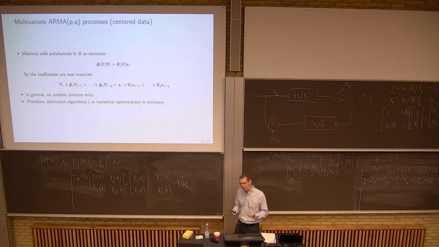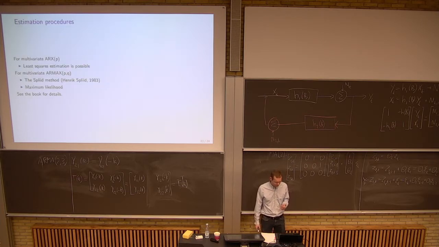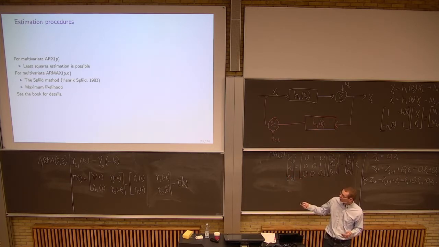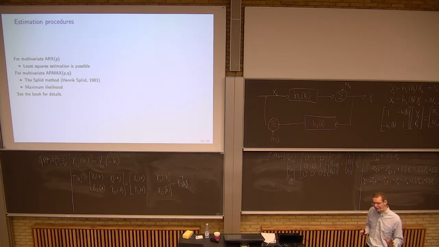Now, if you have complex, high-dimensional models, you have many coefficients to estimate. All of a sudden, the numerical challenges in doing that are not so easy. So basically, as said, if you have a multivariate autoregressive model, also including exogenous input, then you can just do least squares. So that is nice.